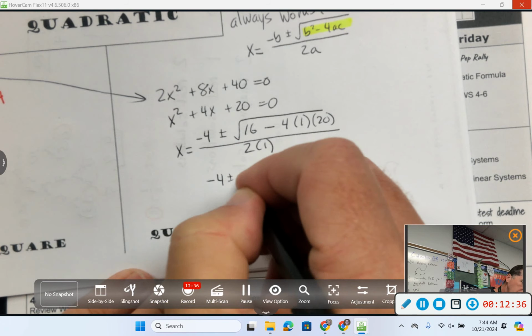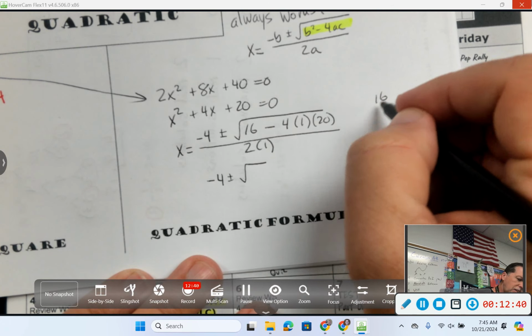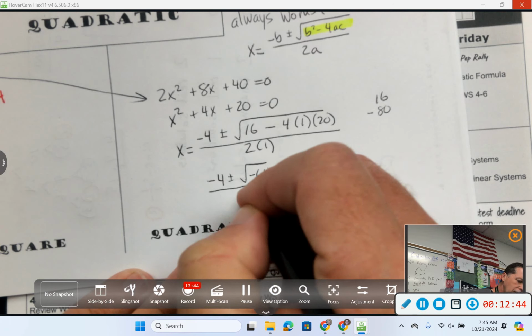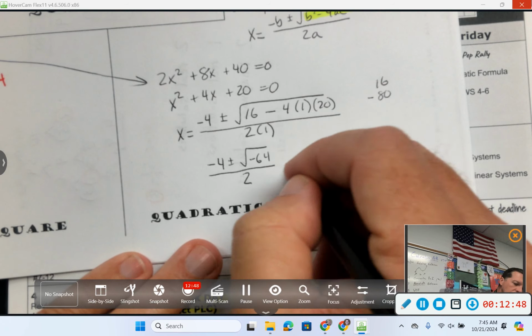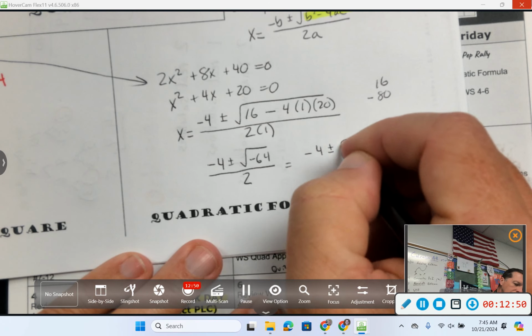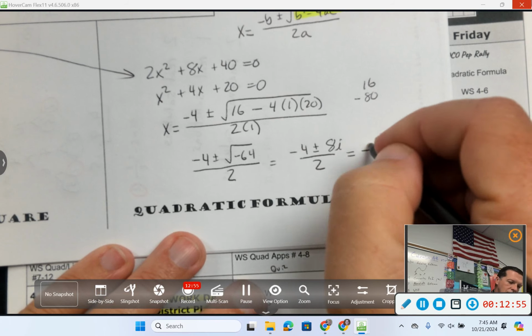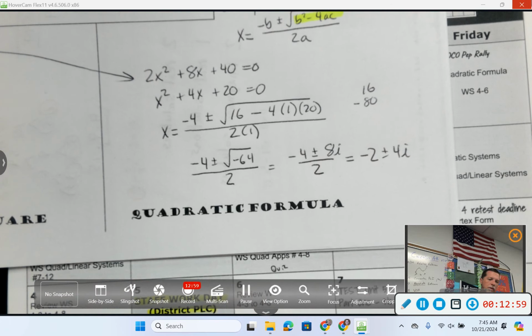Negative 4 plus or minus the square root of 16 minus 80. That's going to be negative 64 all over 2. Negative 4 plus or minus 8i all over 2. And what do you know? We got the same thing as we did when we used the completing the square method. Go figure. And it was probably faster.